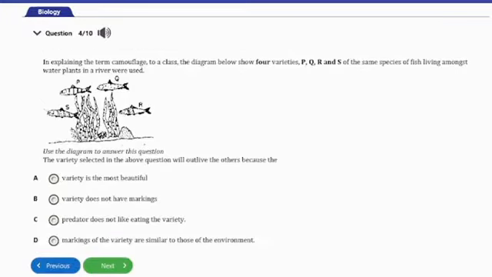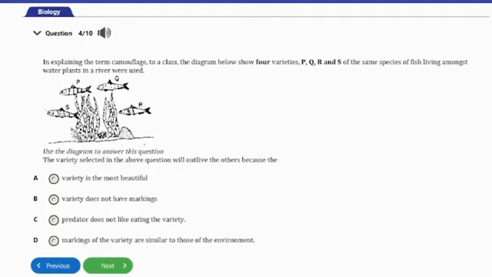That's question number 4 here. This is the same diagram we've seen earlier on, and we have the same instruction here. So I'm going to go ahead and read out the question, which says, the variety selected in the above question will outlive the others because A, variety is the most beautiful. B, variety does not have markings. C, predator does not like eating the variety. D, markings on the variety are similar to those of the environment.